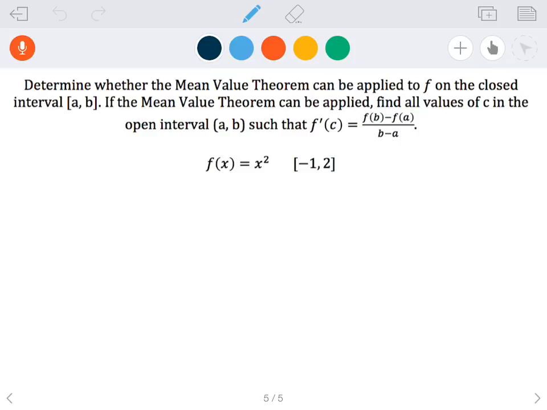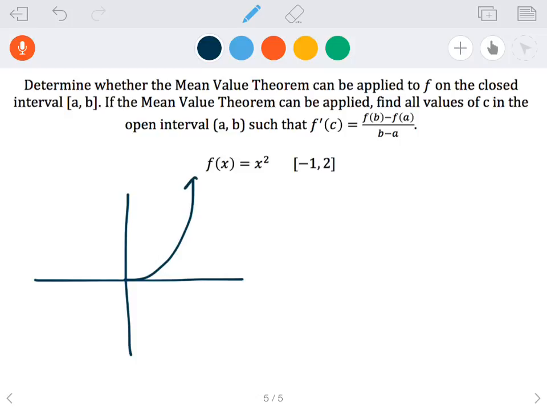Let's look at the next question now about the mean value theorem. Rolle's theorem is a specific case of the mean value theorem. Let's look at what it says. Determine whether the mean value theorem can be applied to the function on the closed interval. If the mean value theorem can be applied, find all values of c in the open interval such that f prime of c is equal to f of b minus f of a over b minus a. That's a whole lot of words. Let's look at what we're actually finding here.